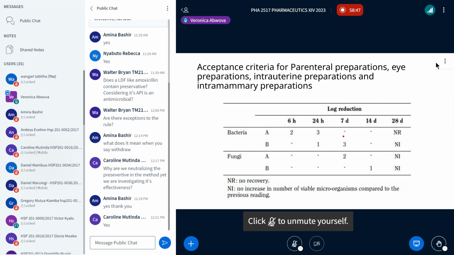It's just that the preservative is hindering the multiplication of that cell. So you neutralize this preservative to allow any microorganisms that are remaining to be able to actually grow, and you're able to tell the number that is remaining. So I hope that is clear. Okay.